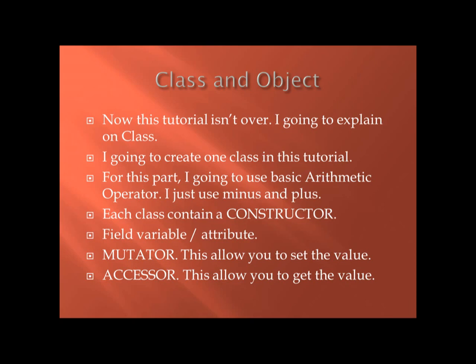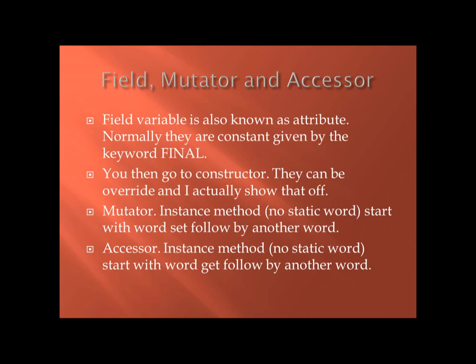Each class contains a constructor, and you have a field variable, also known as an attribute. You have a mutator, which allows you to set a value, and an accessor, which allows you to get a value. Field, mutator, and accessor. Now, these attributes are normally constant, given by the keyword final.